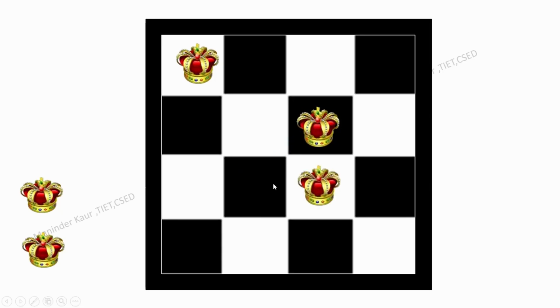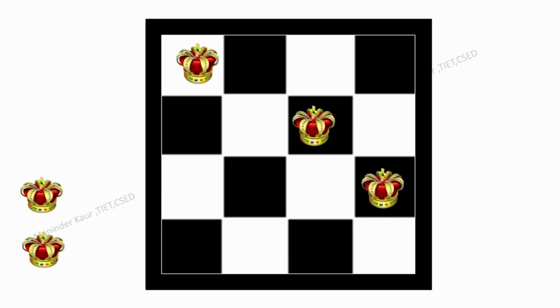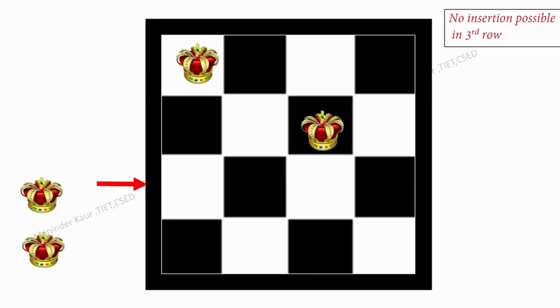If you try to move ahead and place the queen in this position, it is again not feasible, as there is a vertical attack. Similarly, we can't place the queen at this position, because there is a diagonal attack. That means it is not possible to insert the third queen in the third row in this current scenario.